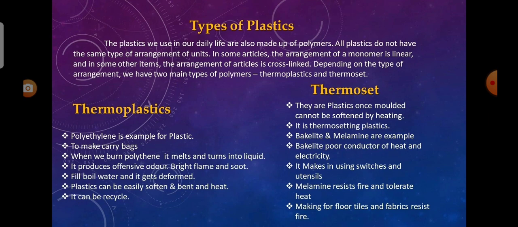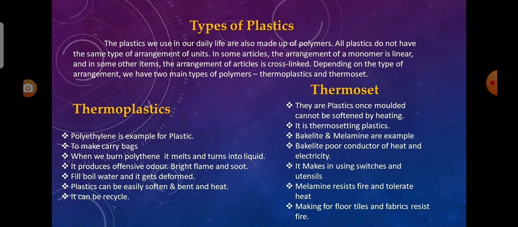Now we see the thermoplastic. Polyethylene is an example of thermoplastic. It is used to make carry bags. When we burn polythene, it melts and turns into liquid. It produces offensive odor, bright flame, and soot. Fill and boil water and it gets deformed. Plastics can be easily softened and bent by heat. It can be recycled.